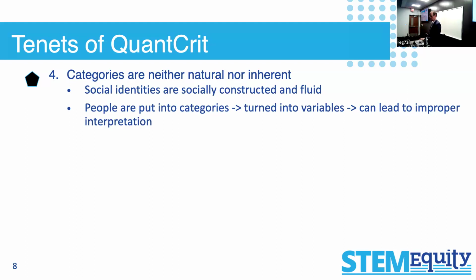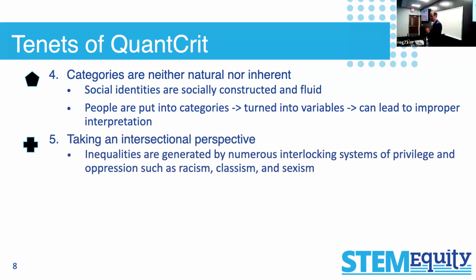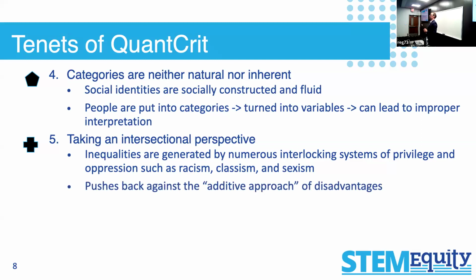So it's something we have to do, but we want to be thoughtful about. Fifth, taking an intersectional perspective. Inequalities are generated through interlocking systems of privilege and oppression. Some examples of those are racism, classism, and sexism. And when we think about the models we create, taking an intersectional perspective pushes back on the additive approach.